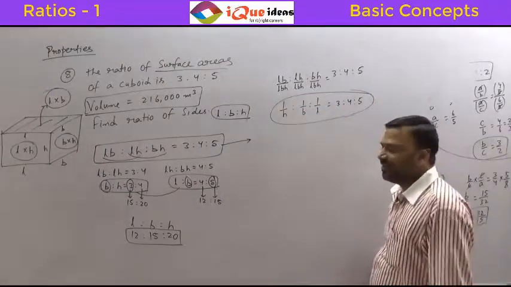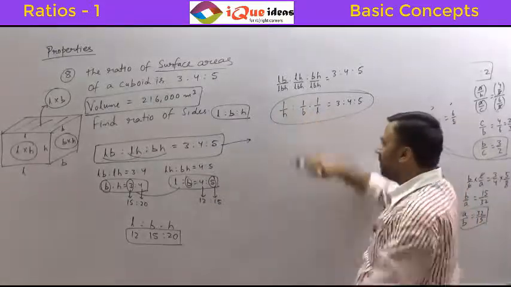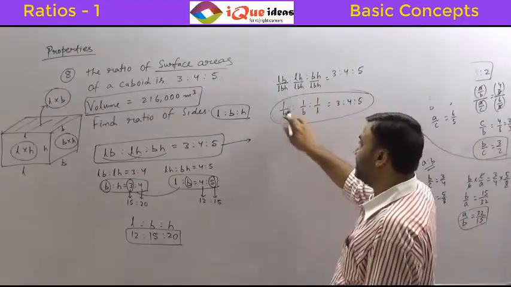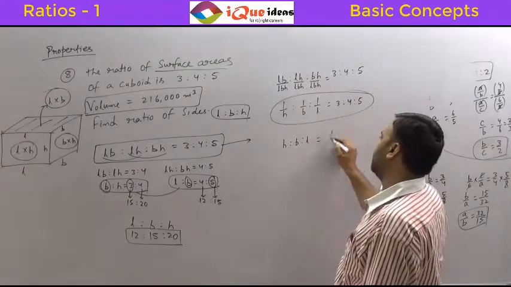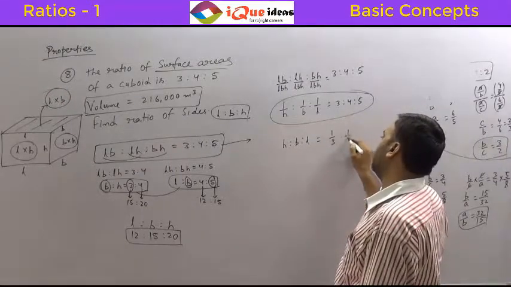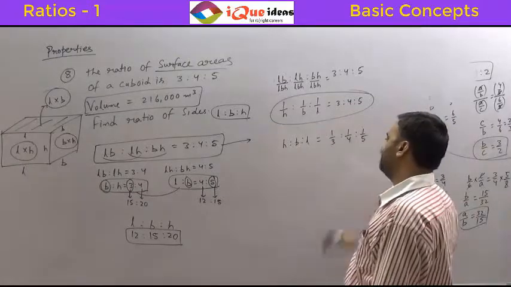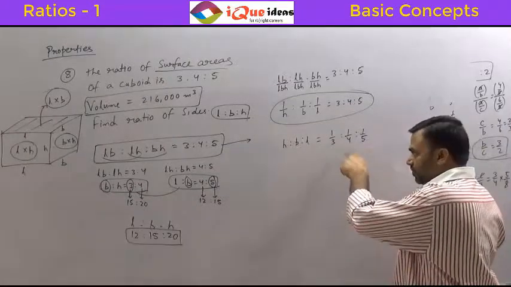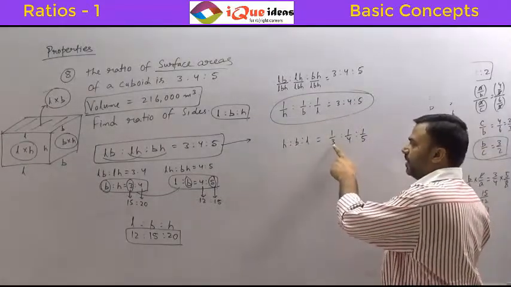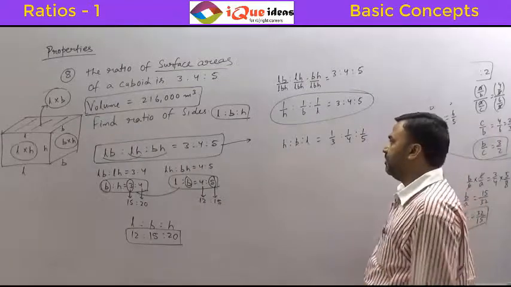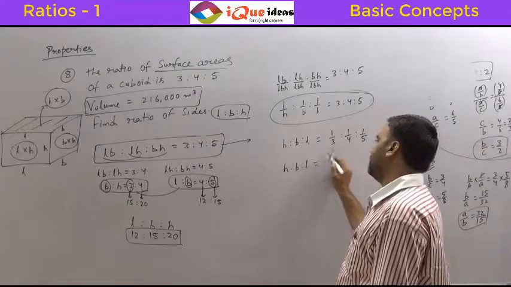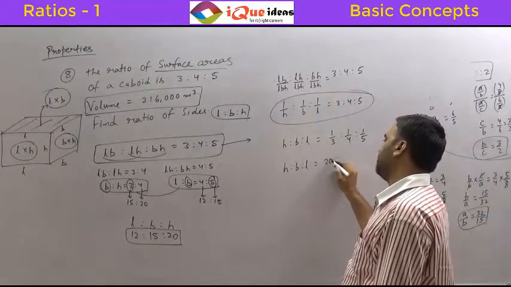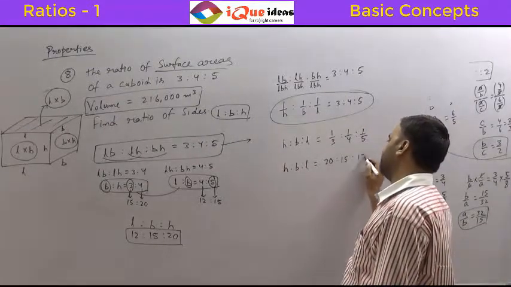From here, what we need to do is just invert this. So if you invert each one of them, it becomes H is to B is to L. The other side will get inverted, will become 1 by 3 is to 1 by 4 is to 1 by 5. You don't leave it like this. You simplify. So LCM of denominators 3, 4 and 5 is 60. Multiply by 60 each one of them. So you get H is to B is to L as 60 by 3 is 20, 60 by 4 is 15, 60 by 5 is 12.